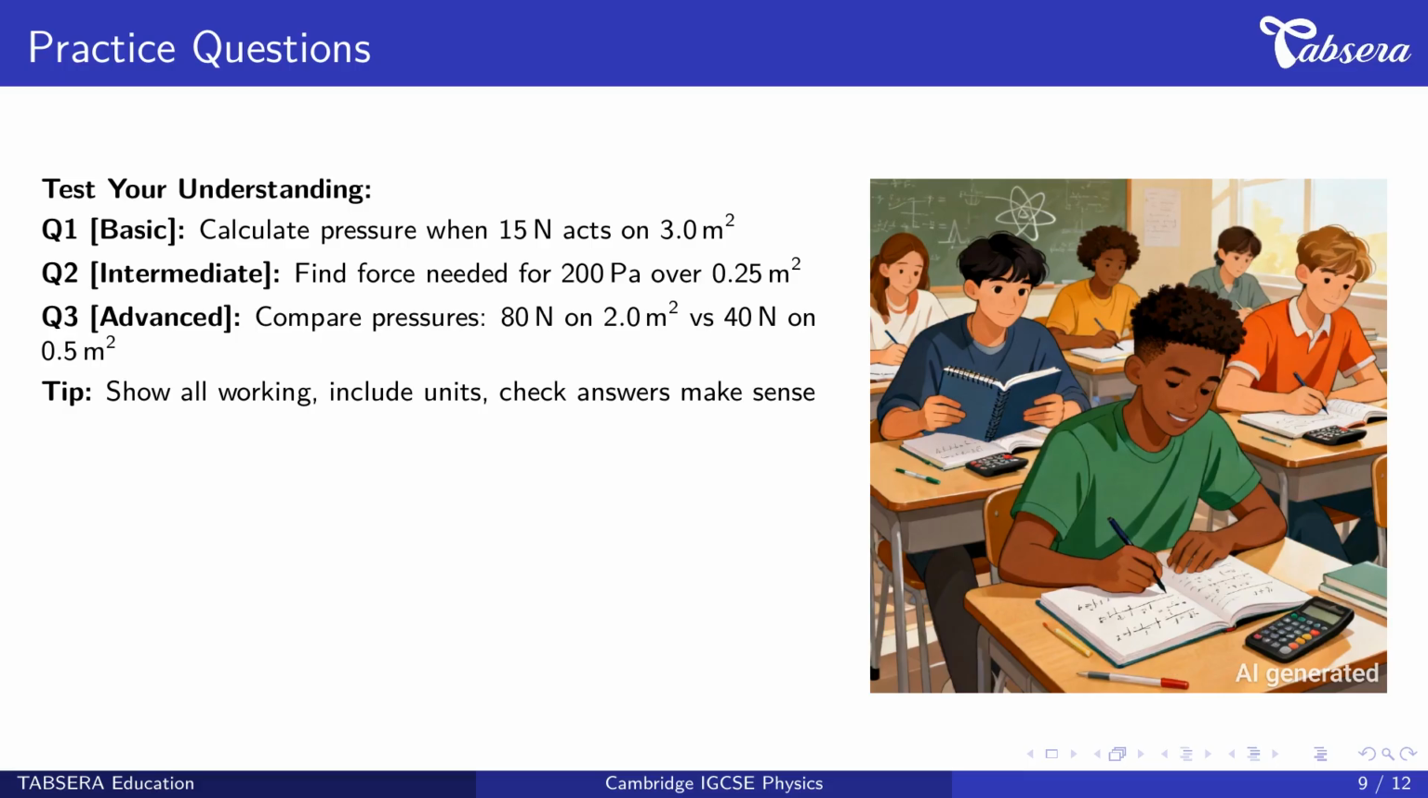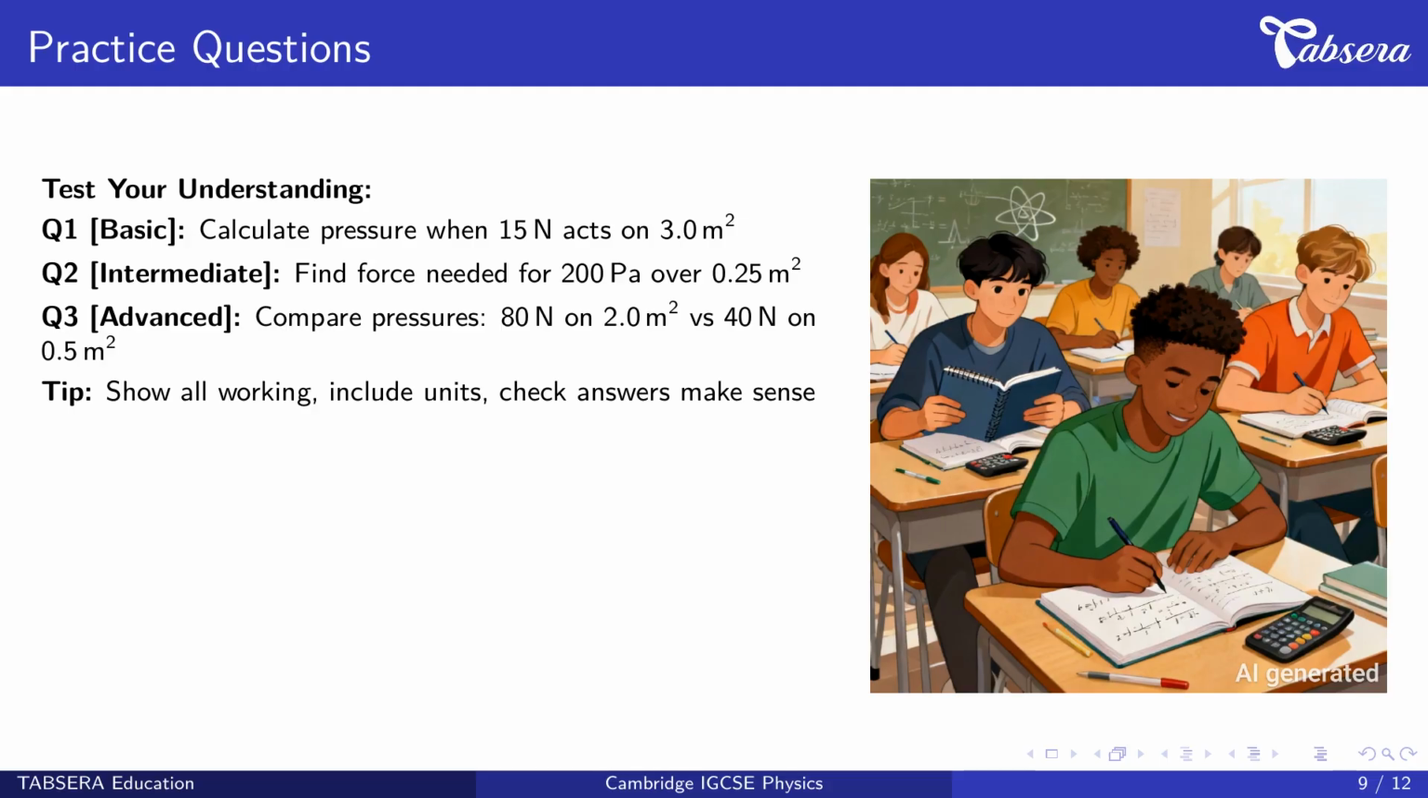Question 1 is basic level. It asks, calculate pressure when 15 newtons acts on 3.0 square meters. Use the formula P equals F over A directly. Question 2 is intermediate. It states, find force needed for 200 pascals over 0.25 square meters. This requires you to rearrange the equation to F equals P times A.